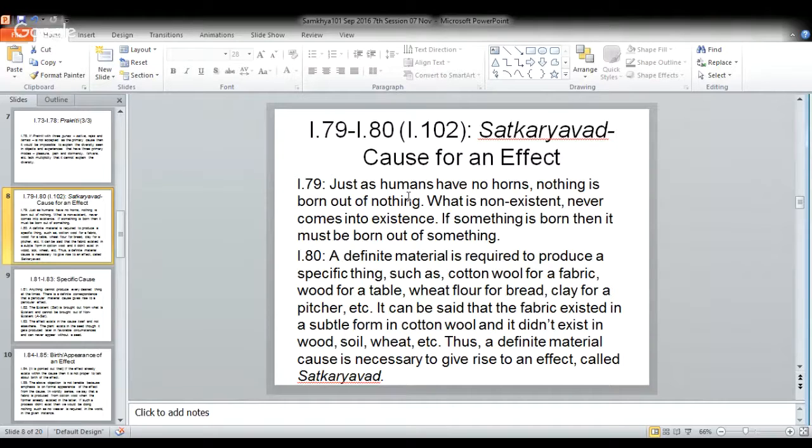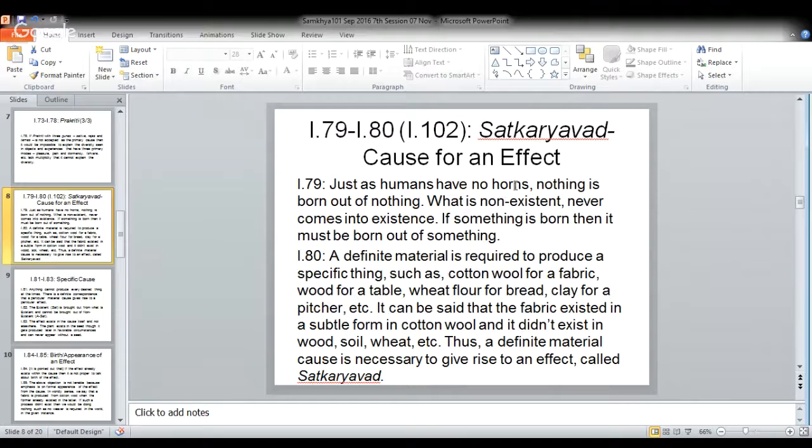So let's begin it. In 79 and 80, he is talking about how there has to be a cause for any effect. So 1.79 is na asat utpado nishingvat.